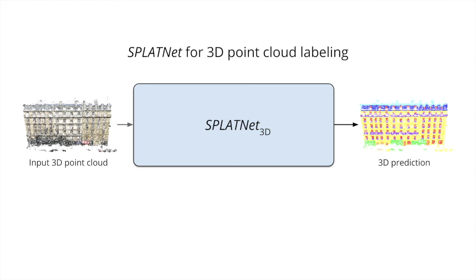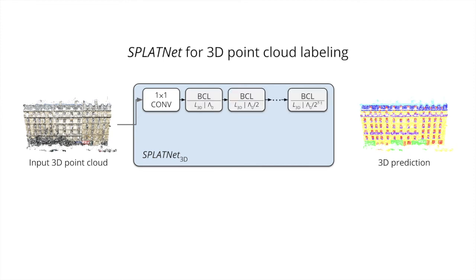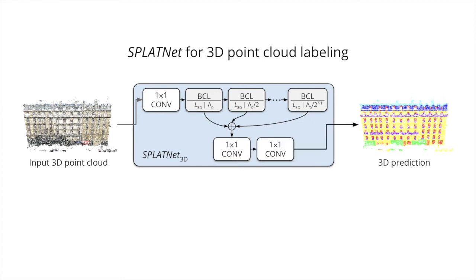We're given a 3D point cloud. The task is to give every point in the scene a label prediction. The network starts with a single 1x1 conv layer. A 1x1 conv layer is a point-wise operation, processing each point separately without any data aggregation. The signal is then passed through a series of BCLs, generating a hierarchy of point features. The outputs of all BCLs are concatenated together and then passed through a few additional 1x1 conv layers before outputting the final 3D predictions. BCLs are differentiable, and thus the network is end-to-end trainable.